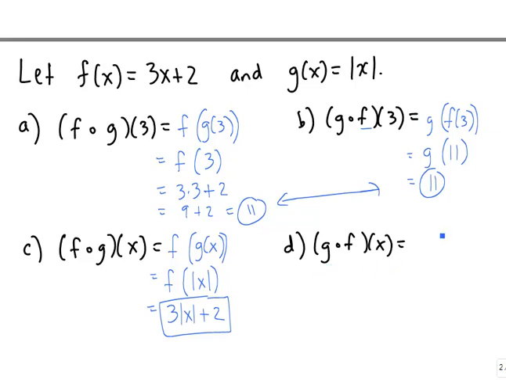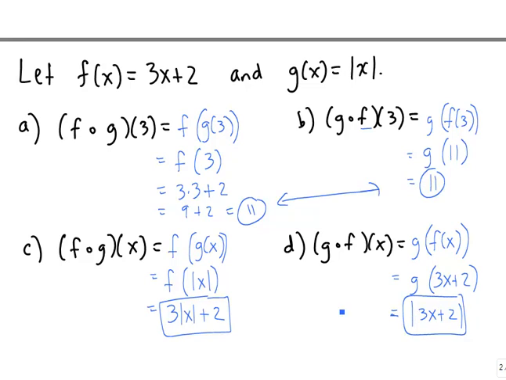If we switch the order around, now we're going to want to do f's rule first and then plug that into g. f's rule was 3x plus 2, and now we're going to substitute that entire expression inside of these absolute values, because that's where the input variable should go. So we want the absolute value of the input, so the absolute value of 3x plus 2. So here are our 2 rules.